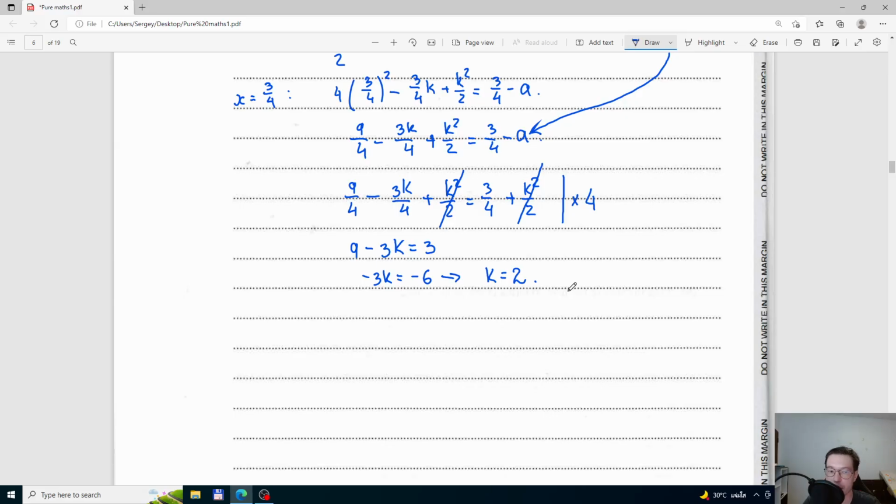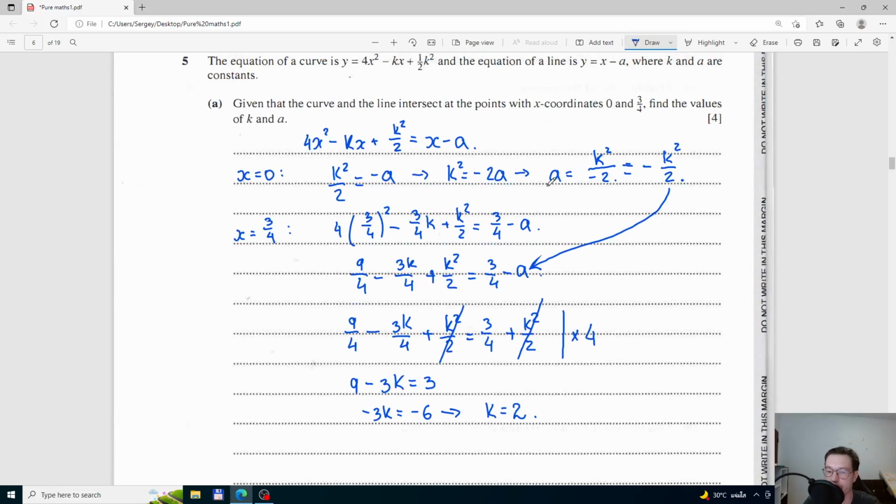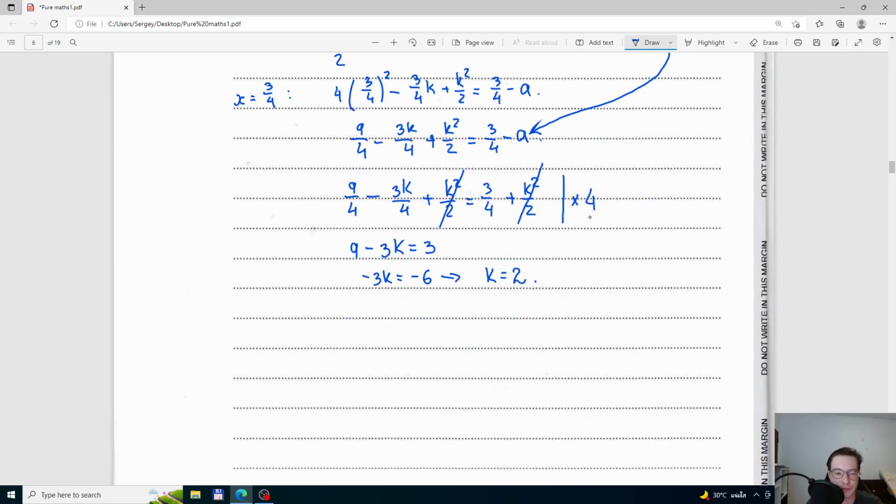Okay, we're done for k. What about a? We know that a equals minus k squared over 2. Let's substitute k equals 2 into this. So I got minus 2 squared over 2, which gives us minus 2. Answer: a equals minus 2, and then k equals 2. Let's move on to the next one.